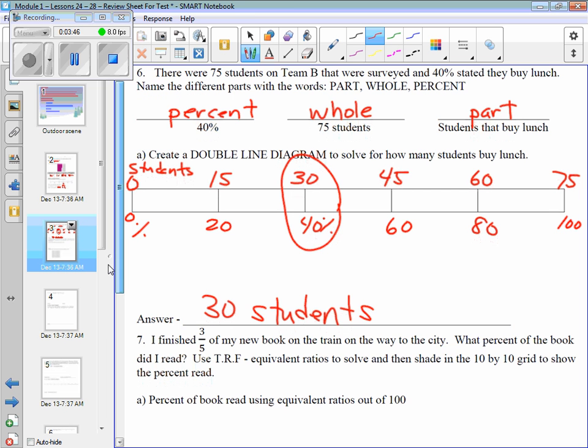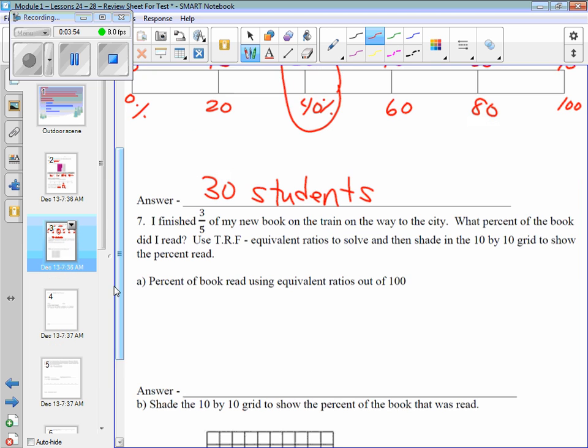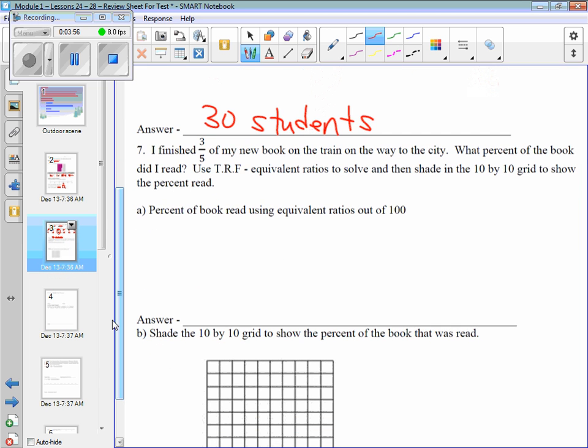I think there's one question on Tuesday's test where they ask you to use a double line diagram. Everything else is you pick your strategy that works best for you.